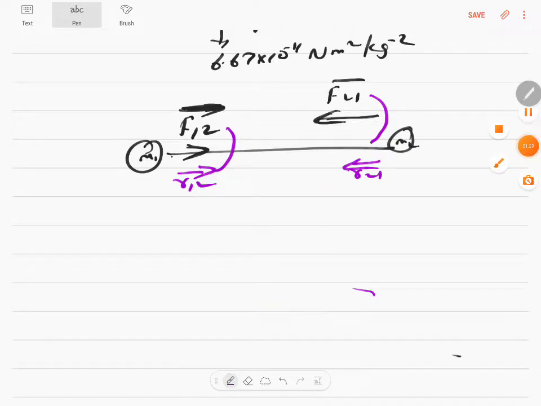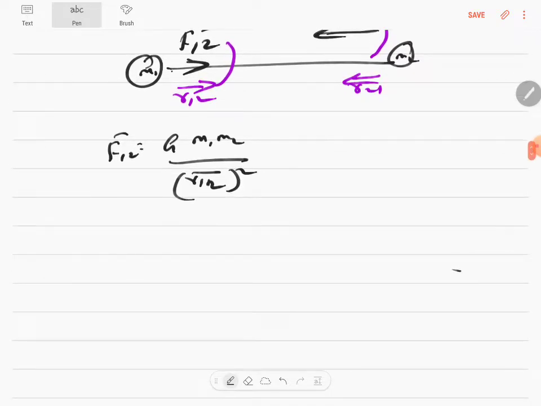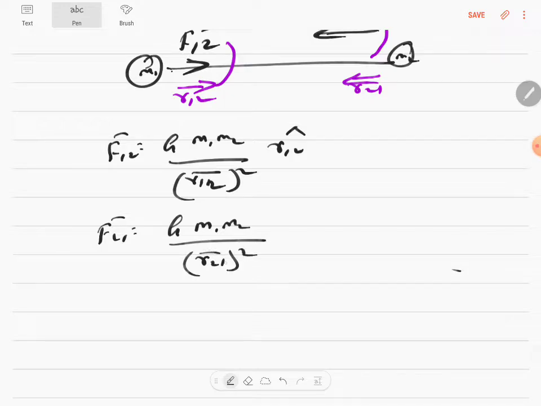So let's write what is F12. F12 vector is capital G into M1 M2 by R12 vector the whole square. The moment you square a vector, it will become a scalar, so you have to write R12 cap to indicate that it is a vector. Similarly, F21 vector is capital G into M1 M2 by R21 vector the whole square. Again, when you square the denominator, you have to write R21 cap.